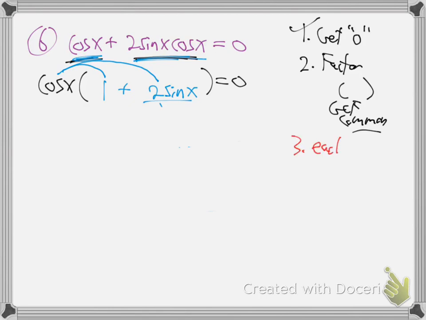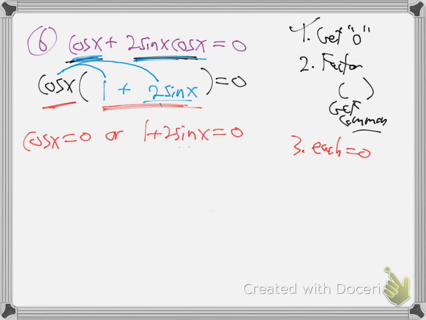Yeah, each one gets their own 0, right? Because if two things are timesing to be 0, remember what that means logically? Either one could be 0 to make that work. So the first one could be 0, or the second one could be 0, right? And because the cosine has a variable, we have to put it.